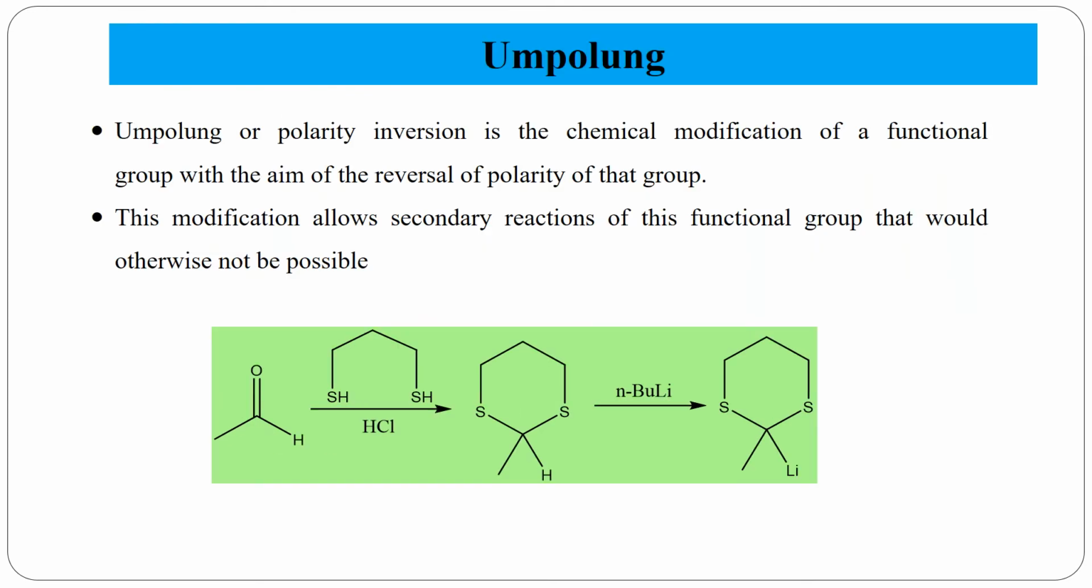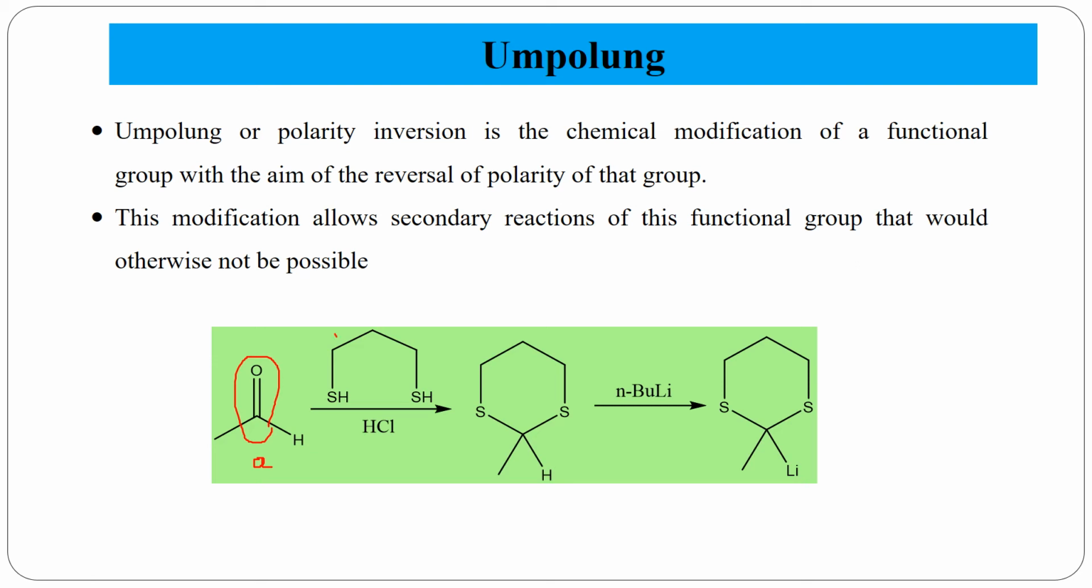What is Umpolung? Umpolung, or polarity inversion, is a chemical modification of a functional group with the aim of reversal of polarity of that group. This modification allows secondary reactions of this functional group which are otherwise not possible. For example, we all know that this carbon is an acceptor synthon. Suppose we want to make it a donor synthon. This chemical modification is called Umpolung.